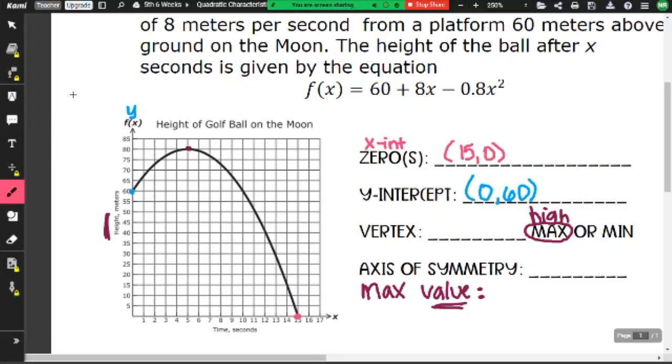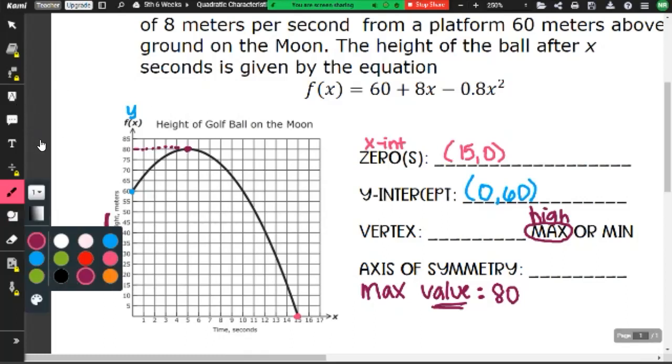Height, 80, yes. No, you were right, 80. It started at 60, but it went as high as what? 80. So the maximum value is 80. 60 is my starting point right there.